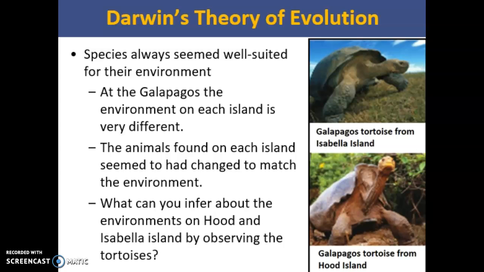Now, if you traveled a short distance to a different island in the Galapagos, you might find yourself on Hood Island. And Hood Island has no low-lying grass to eat. So the tortoises here have a much longer neck and this bump in the shell so that they can reach up and grab vegetation that's higher up off of the ground, since there is no grass on Hood Island. So again, the animals always seem perfectly suited for their environment.